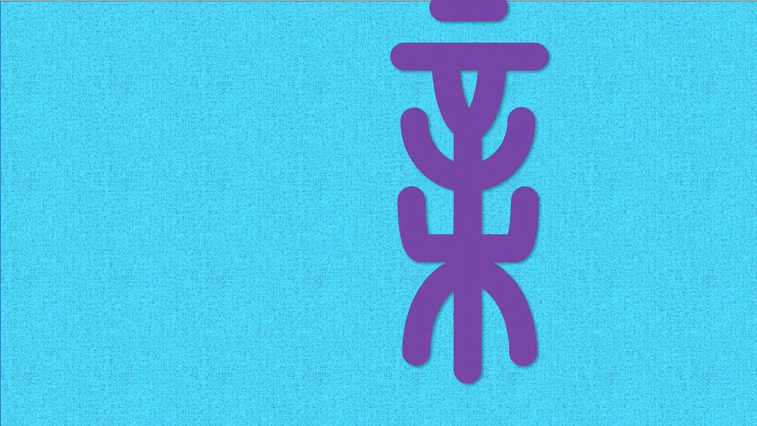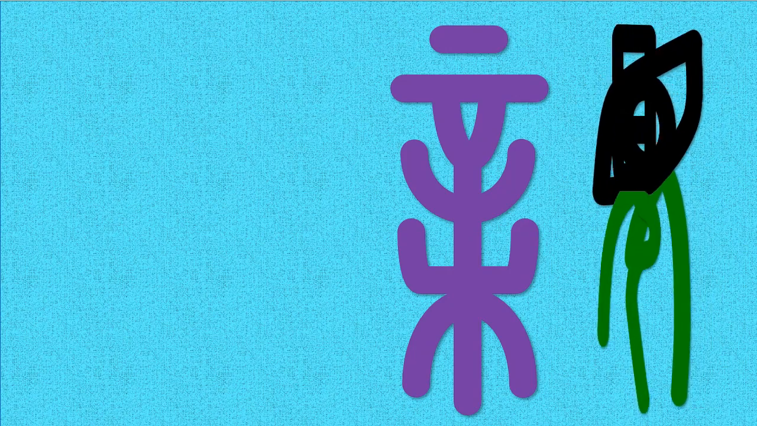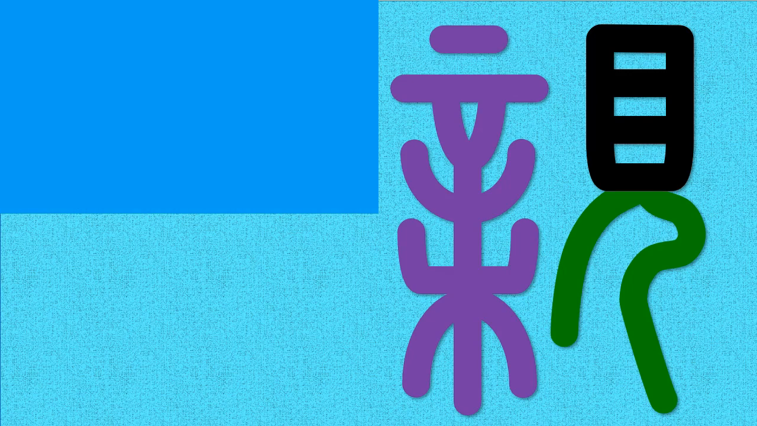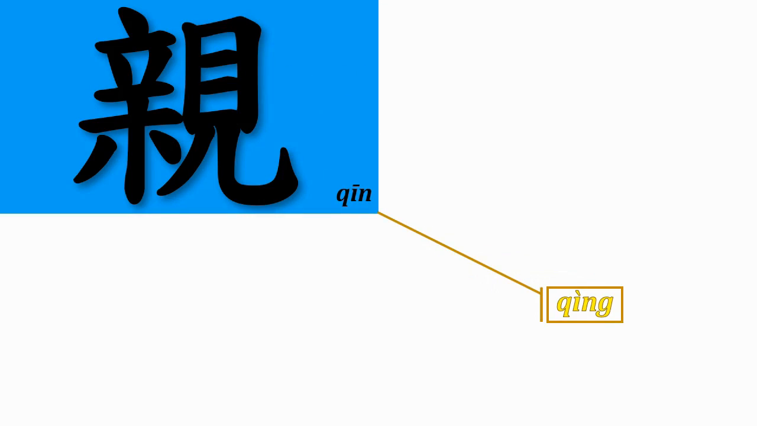This thicket of densely interwoven branches, xin coupled with jian, is a metaphor for close family ties, literally people you see and interact with on an intimate level. This combination is pronounced first tone qin and is used in many expressions relating to family ties. Fourth tone qing has a very specific meaning which I'll leave for the summary.